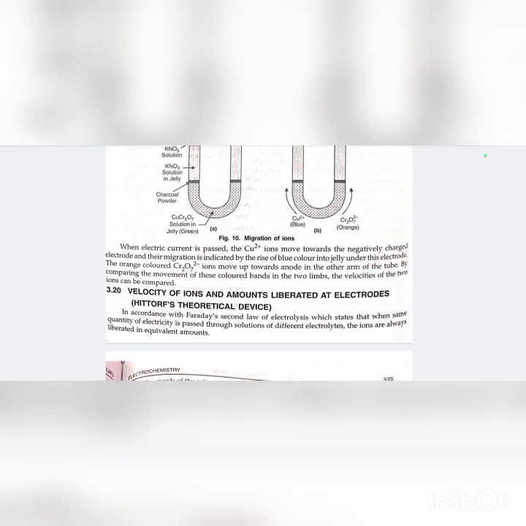Next is velocity of ions and the amounts liberated at electrodes, normally called Hittorf's theoretical device. In accordance with Faraday's second law of electrolysis, which states that when the same quantity of electricity is passed through solutions of different electrolytes, the ions are always liberated in equivalent amounts. But the speeds of cations moving towards the cathode and anions moving towards the anode are not necessarily the same. After experimental studies, Hittorf made the following observation.